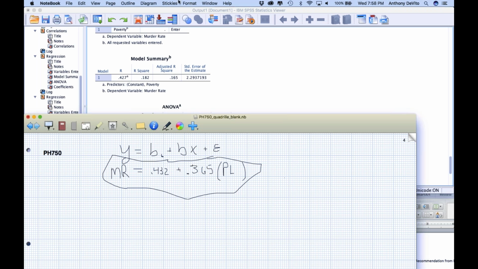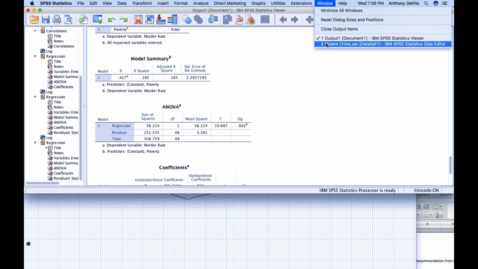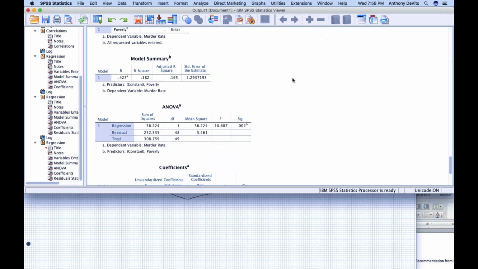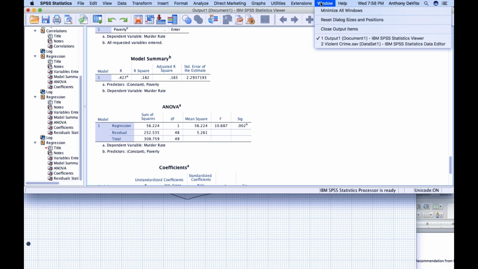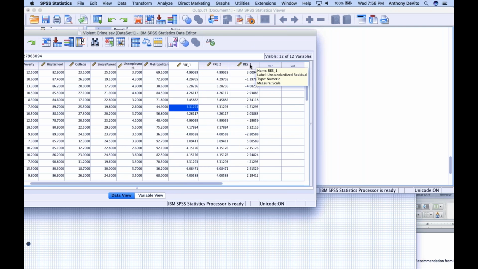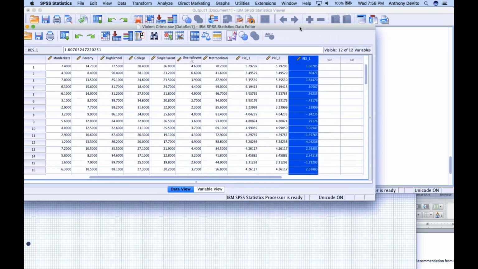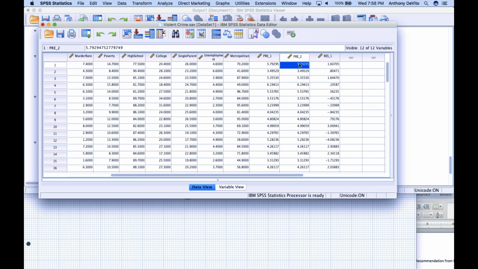So if I go back to my data view, now you'll see a column here that says residuals, right? And those are the differences between the murder rate based on the formula and the murder rate that actually was experienced in that population. 7.4 minus 7.59 is 1.6. So these are the differences.